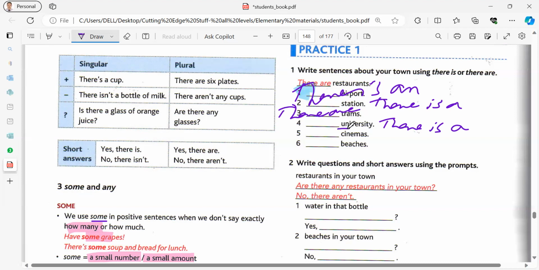Why did we put a for the fourth question? Because university here does not start with a vowel sound. It's a consonant sound, not a vowel like umbrella.